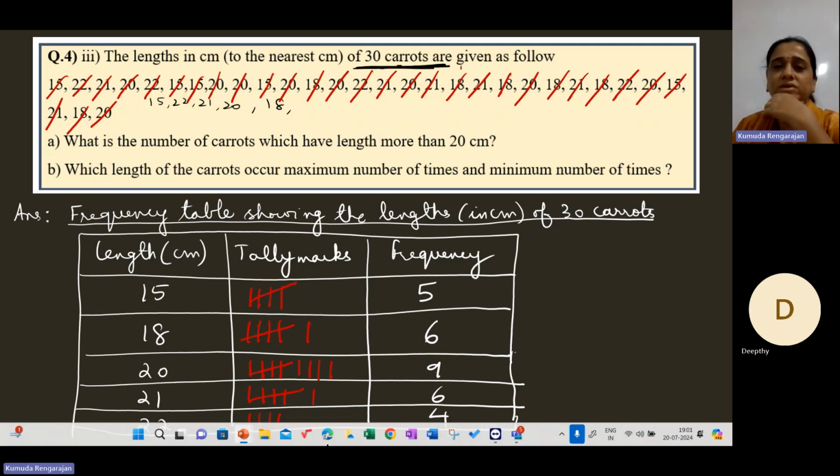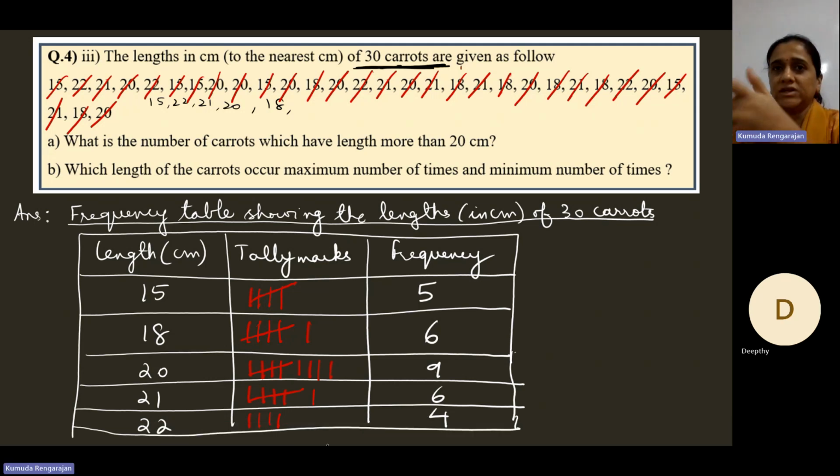What are these numbers given? They are the lengths of the carats. There are 30 carats, and the length of the 30 carats in centimeters has been given to you. And that's what we have tabulated. Now, when you see these numbers, you cannot make any interpretation. But when you see that the same numbers are now put up in the form of a table, you can read from the table so easily.